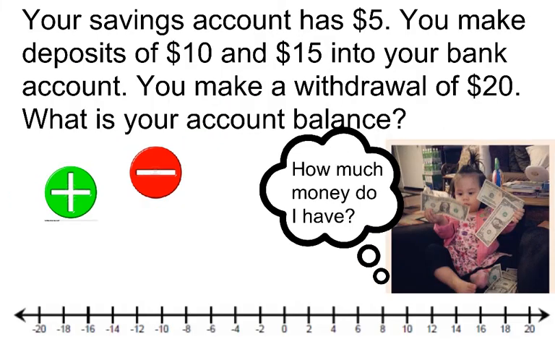Your savings account has $5. You make deposits of $10 and $15 into your bank. You make a withdrawal of $20. What is your account balance? So what you really need to know is, how much money do I have? Well, I started off with $5. So that starts me off around here. Here's 5, halfway between 4 and 6.